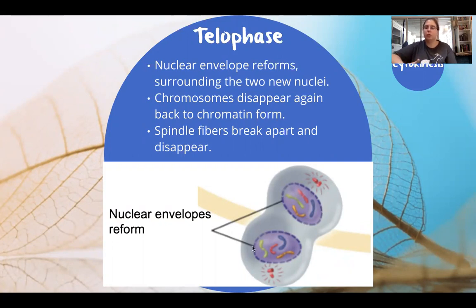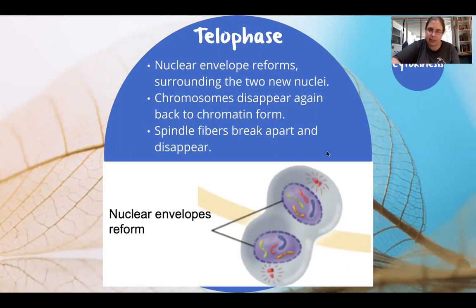The chromosomes are going to disappear. Again, doesn't mean that they're like poof, gone like magic. It means that they're going to go back into that super highly condensed version known as chromatin. So they're going to get all back together, wind themselves back up, back into chromatin form. And the spindle fibers are going to start breaking down. We don't need them anymore. They did their job. So we are going to start breaking them down.